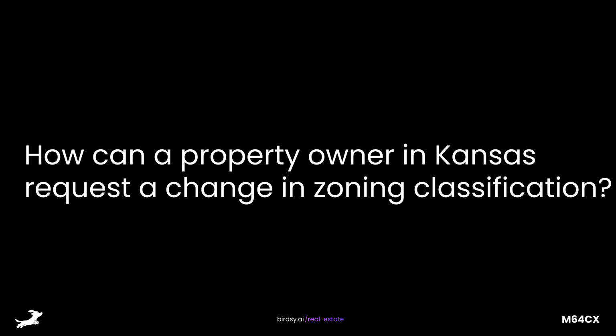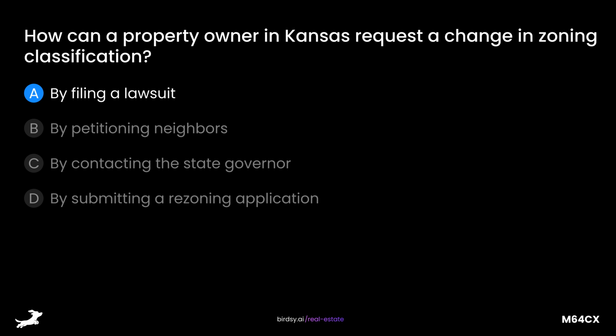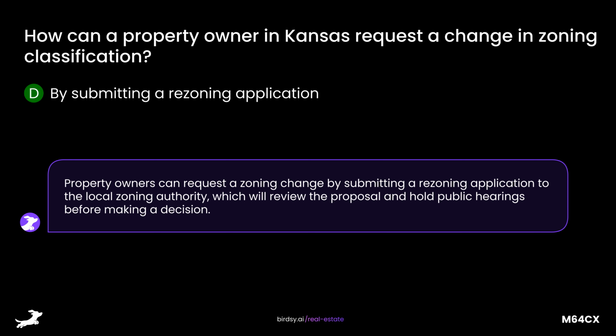How can a property owner in Kansas request a change in zoning classification? Is it A, by filing a lawsuit, B, by petitioning neighbors, C, by contacting the state governor, or D, by submitting a rezoning application? The answer is D, by submitting a rezoning application. Property owners can request a zoning change by submitting a rezoning application to the local zoning authority, which will review the proposal and hold public hearings before making a decision.